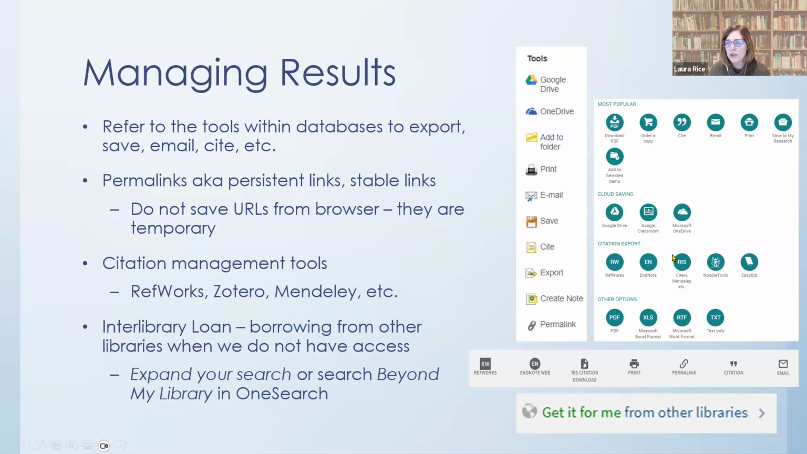These are just some. This is from EBSCO, the one that says tools, with all these green circles. This is what ProQuest offers in their databases. This is from OneSearch. OneSearch allows you to do all these things. And also, if you don't have it, you can get it from another library. You can use interlibrary loan and have the article sent to you.